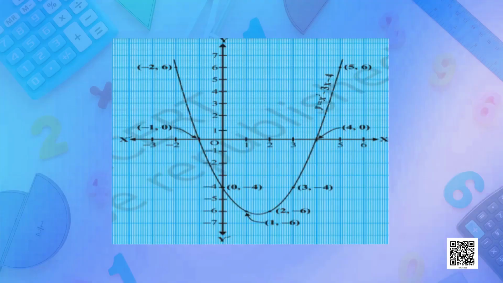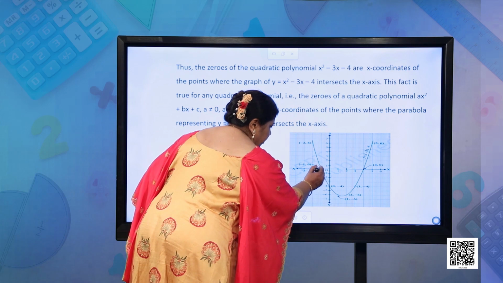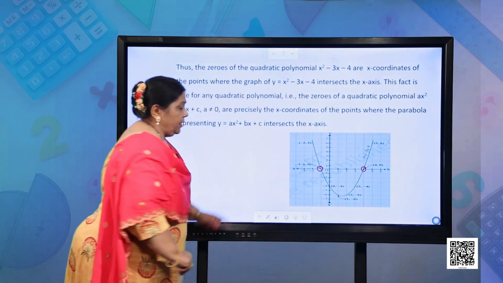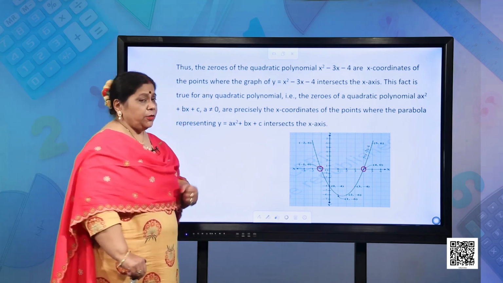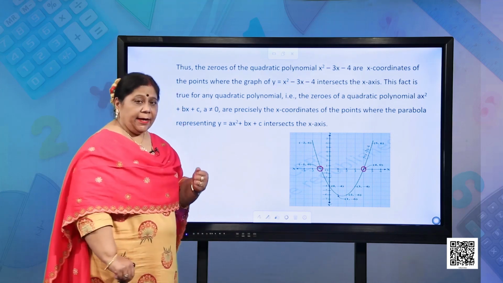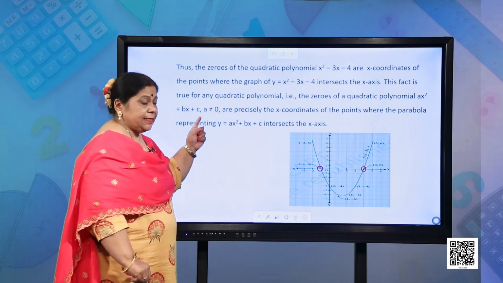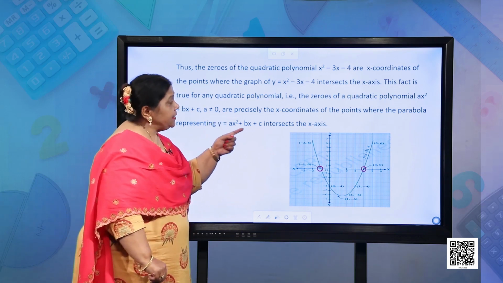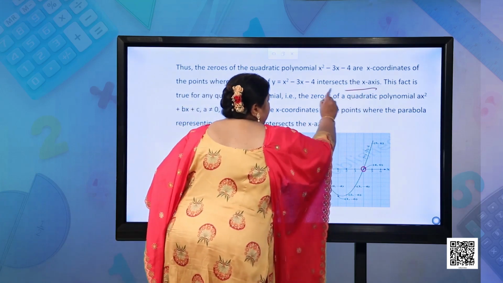See it in the graph. We have here -1, 0 and 4, 0. The graph is touching the x axis at 2 points. Thus, the zeros of the quadratic polynomial x square minus 3x minus 4 are the x coordinates of the points where the graph y is equal to x square minus 3x minus 4 intersects the x axis.